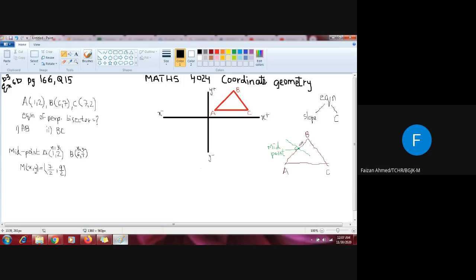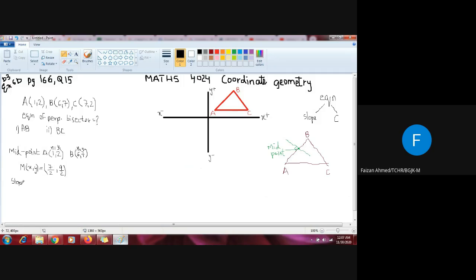And I know the midpoint. I know the point from where my perpendicular bisector will pass. And now I will calculate the slope of line AB. In order to calculate the slope of line AB, I have the formula again. I have to show some working over here.